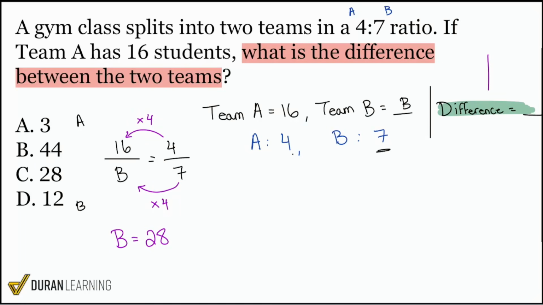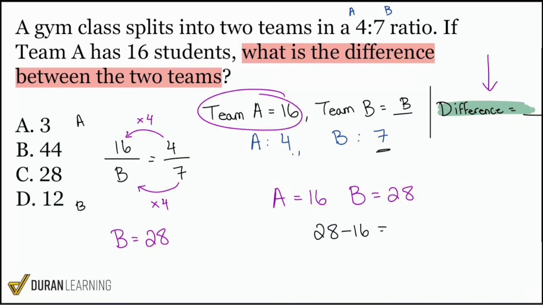Remember that we're trying to find the actual difference. So we know that team A is 16. Team B equals 28. And so the difference between them, subtracting them, 28 minus 16, that's going to give us 12. And that's what the actual correct answer is going to be. Not 28. 28 is the number of students in team B. The difference between the two teams, we subtracted, and there we are.